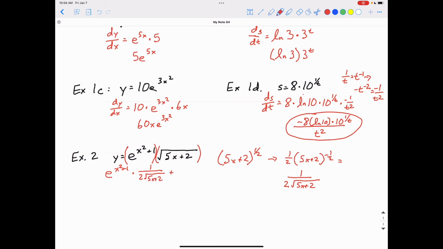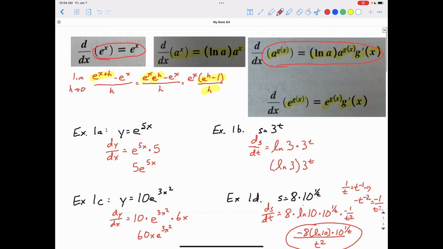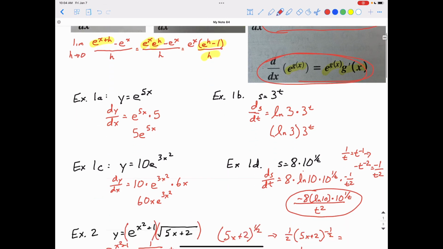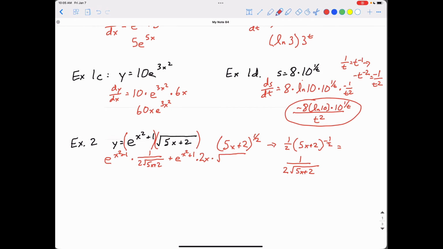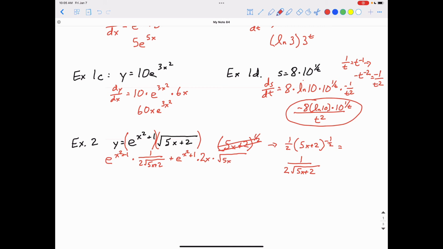Then we're going to add to that the second part of the product rule, and the second part is going to be the derivative of e to the x squared plus 1. So again, that is going to be the formula that is not circled. This one here exactly. So it's just the original function, e to the x squared plus 1, times the derivative of the exponent, x squared plus 1, which would be 2x. And then that's going to be times the second function, which is, I'm going to cross that out, the 5x plus 2. That way you're not confused where that came from. It's part of the stuff I put on the side. And that's the product rule.